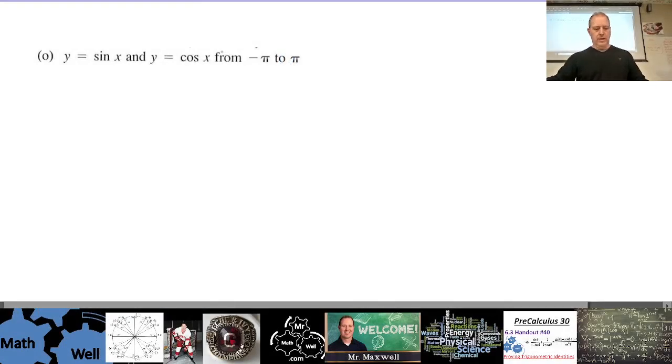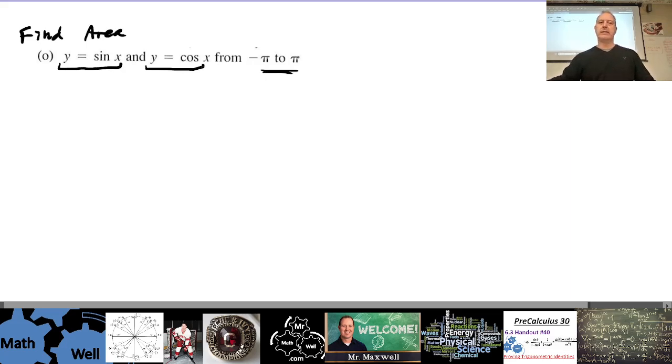All right, so the question is find the area between the two curves, right? That's what the actual question says. So if we're finding the area between the two curves, one is sine x and one is cos x, and then here are our limits, or our boundaries, A and B.